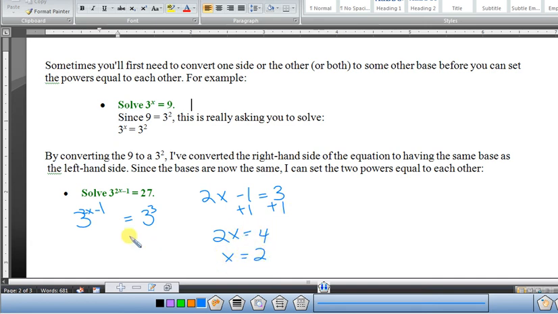And again, you can substitute this in. 2 times 2 minus 1 is 3. 3 cubed does equal 27.